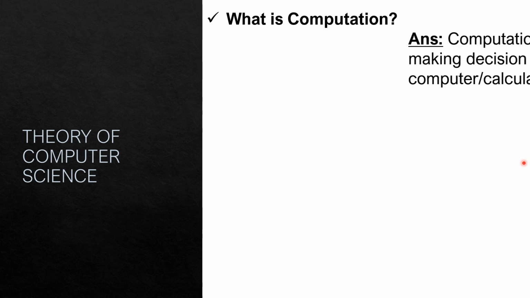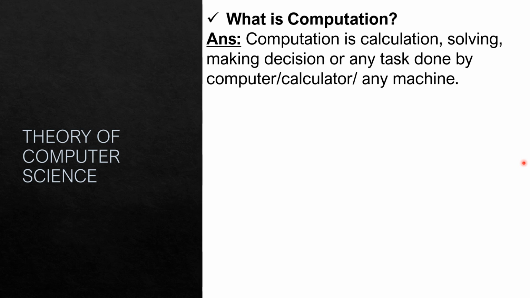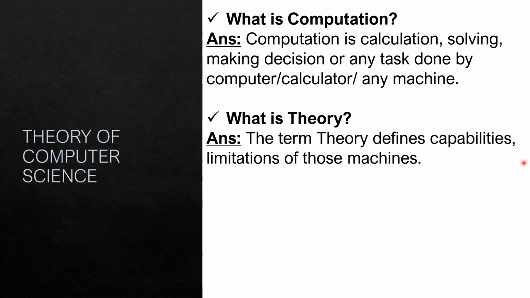So what is computation? We had already discussed this in our previous session. So we'll quickly just go through the definition of computation. Computation is nothing but calculating, solving, making decisions or any task done by a computer, calculator or any other machine. Then what is theory? In theory of computer science, the term theory defines capabilities and limitations of those machines.